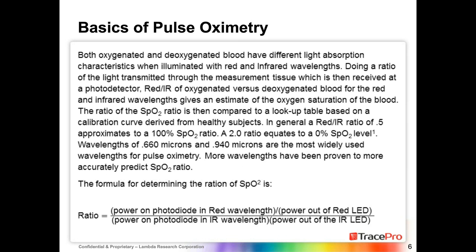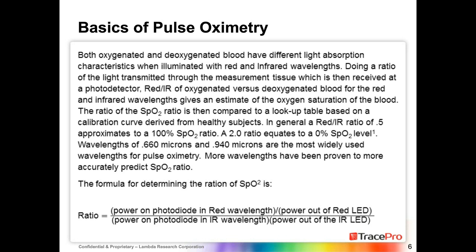So let's look at the basics of pulse oximetry. What we want to look at is both oxygenated and deoxygenated blood, which have different light absorption characteristics when illuminated with red and infrared wavelengths. By taking the ratio of the light transmitted through the measurement tissue, we can see at the photodetector a difference between these two types of blood. In the red and IR of oxygenated versus deoxygenated blood, there's an estimate of the oxygen saturation of the blood.